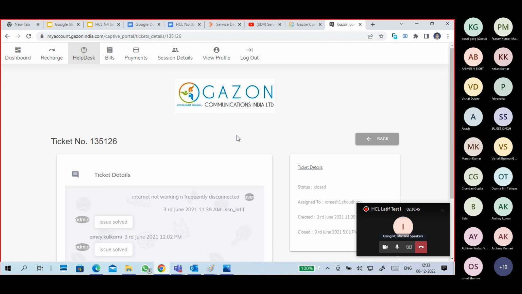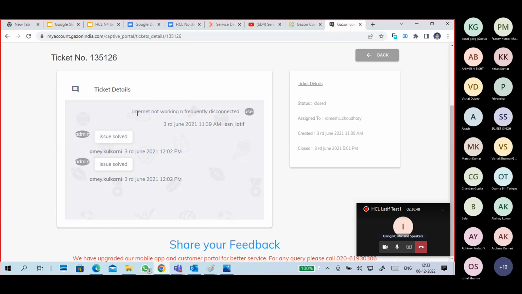Frequent disconnection. So I applied because the internet is disconnecting frequently. When the ticket was created and when it was solved, it was handled by Amai Kulkarni. Again, he gave two updates, that it is solved. Originally it was assigned to Ramesh Chaudhary, but the comment was given by this person: issue is resolved, when I raised it, when the issue was closed permanently. And this is the ticket number.